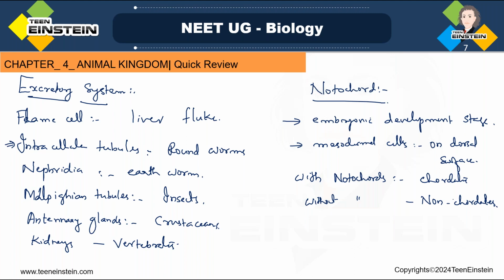Now the basis of classification we have learned: level of organization, symmetry, germ layers, coelom, segmentation, respiratory system, circulatory system, excretory system, and notochord. These are the features which we are considering for classification, right? And now kingdom Animalia. In the kingdom Animalia, you have to learn about different phyla. So we'll learn one by one and the features of that.